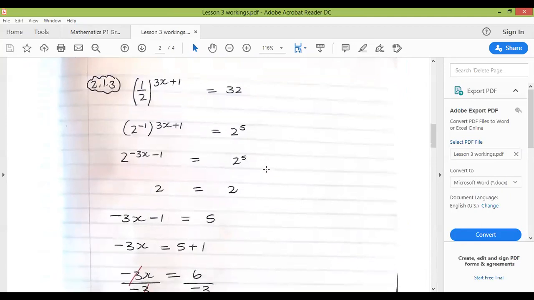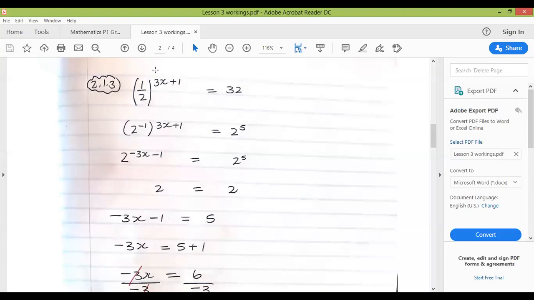Now, this one, guys, it's your half to the power of 3x plus 1 is equals to 32. Remember, guys, 1 over 2 can be written as 2 to the power negative 1. We know that law for exponents. This is the same as 1 over x. 1 over x can be written as x to the power of negative 1. Same applies if you are given 1 over 100. It can be written as 100 to the power of negative 1. Does it make sense, guys?